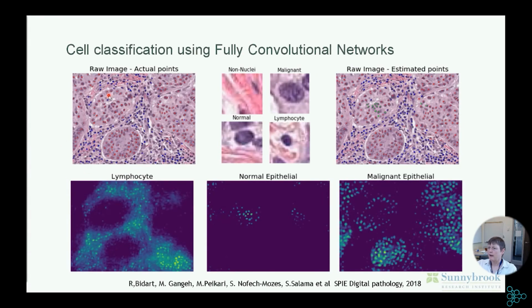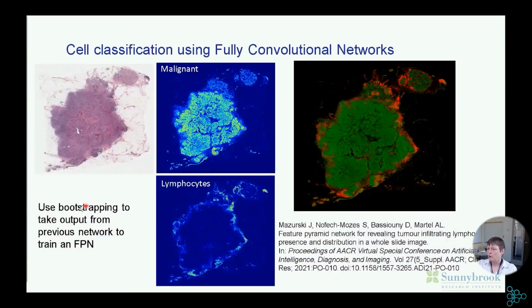And the first approach to that is that, well, you take a small patch and you decide whether the center of the patch is a non-nuclei, whether it's malignant, normal, or a lymphocyte. And the naive approach is just to move a convolution, move your patch over all of this image here with a stride of 1 pixel, and you can produce these exquisitely detailed heat maps of the probability of it being a lymphocyte or malignant epithelial cell. Now, of course, this doesn't work terribly well if you're having to move over with a stride of 1 over a huge image. So we've done some work trying to use bootstrapping.